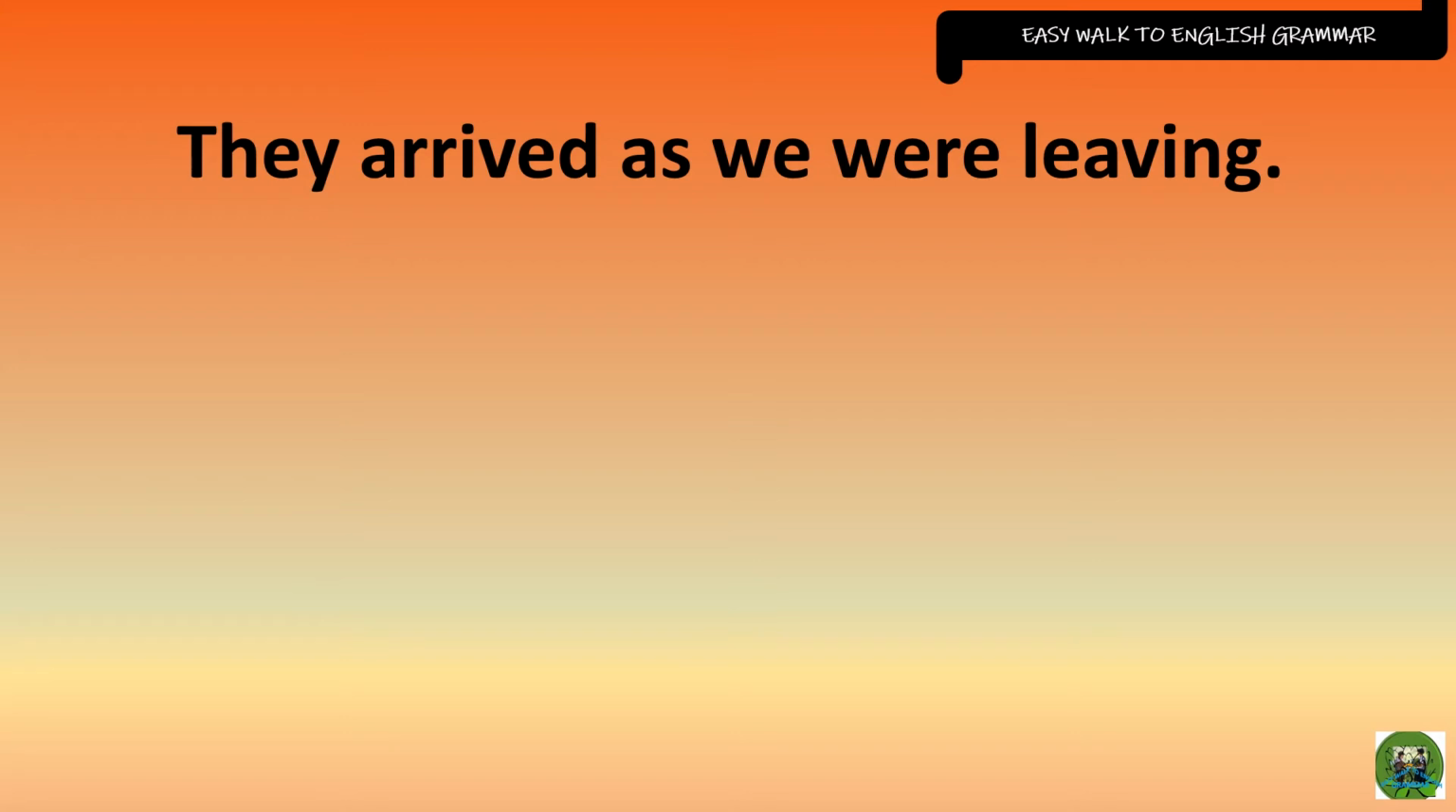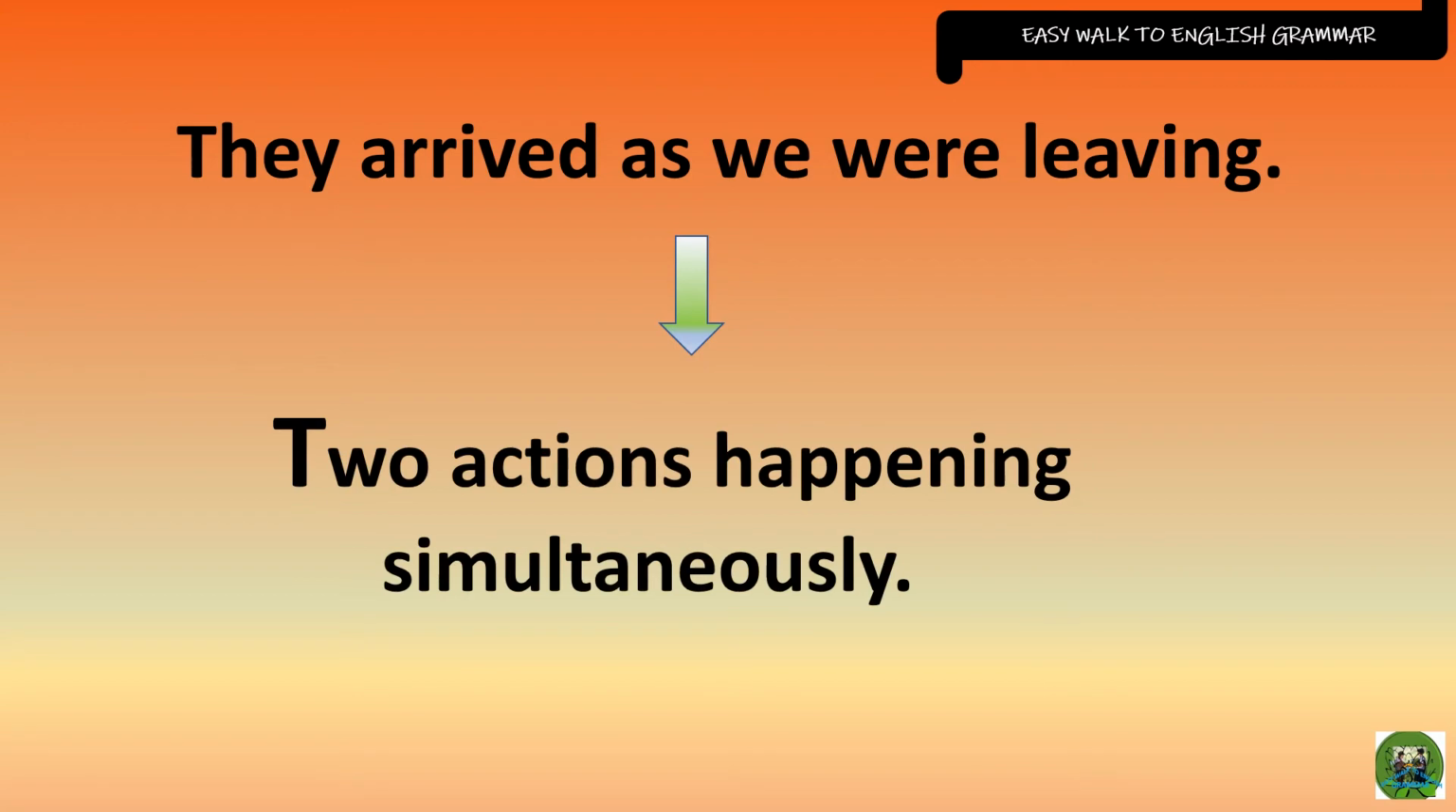Both of them are widely different. I hope you understood. While serving the function of a conjunction, as has many purposes. And here we can see that as helps us to connect two actions happening simultaneously. Simultaneously means happening together, happening at the same time. That's a function of as here, to connect two actions happening together, happening simultaneously.